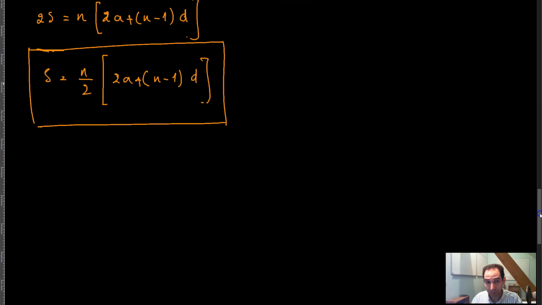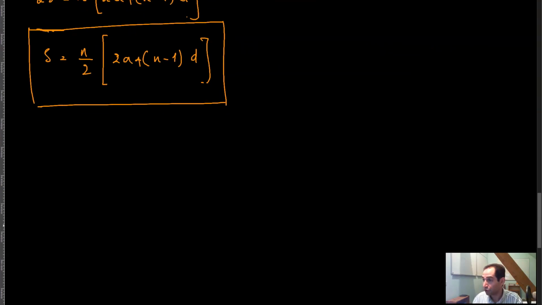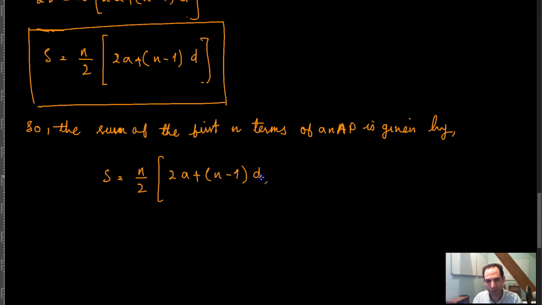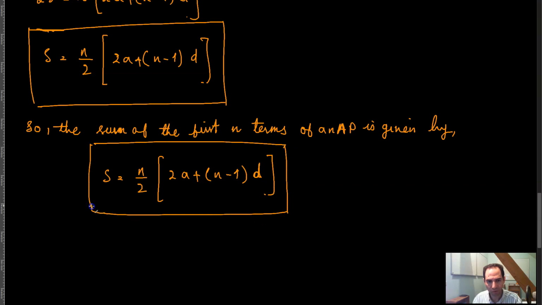And therefore you can say that the sum of the first n terms of an arithmetic progression is given by s is equal to n divided by 2 times 2a plus n minus 1 times d. That is the formula that we were looking for.